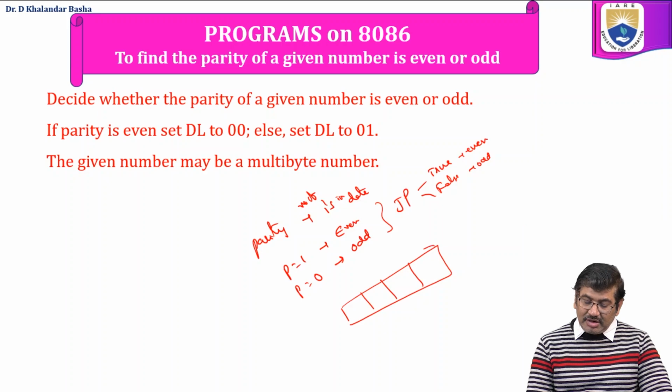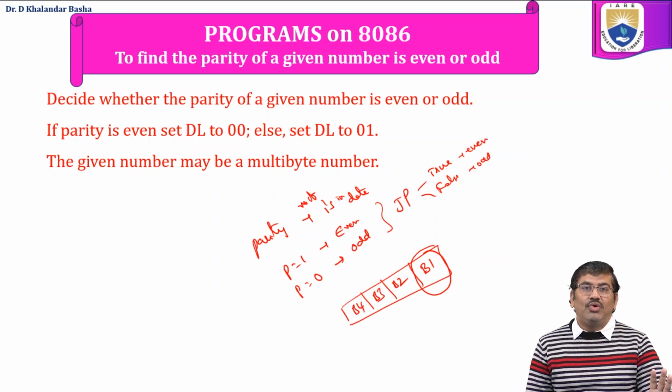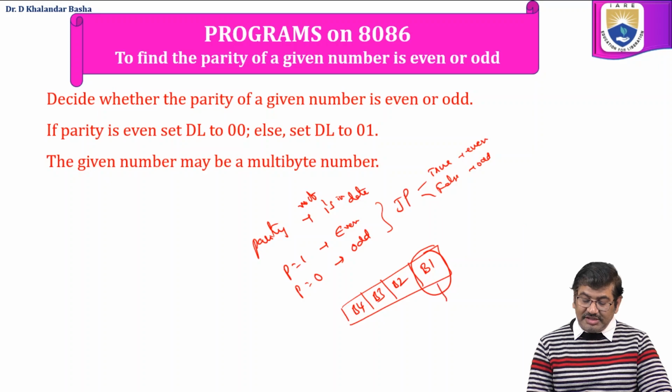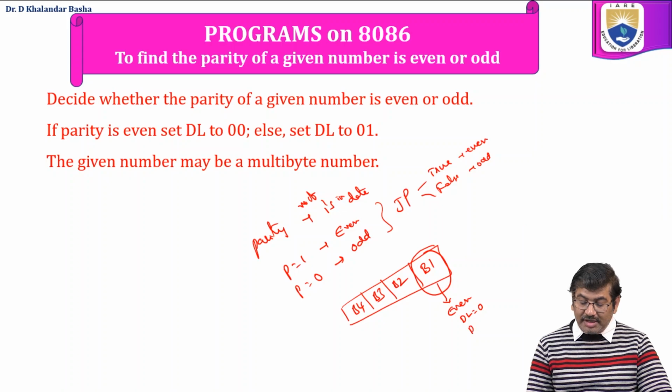So first we will take one data. I'll take byte 1, byte 2, byte 3 and byte 4. 4 bytes we are checking. First we will take this data and see whether it is even parity or odd parity. If it is even parity, we will make DL equivalent to 0. If it is odd parity, we will make that count in the register as 1. This is CL we will take.